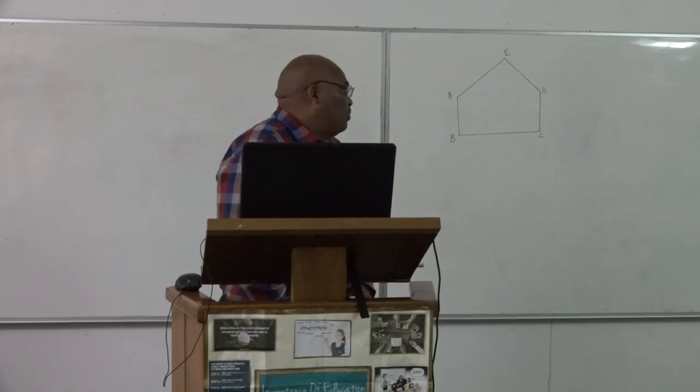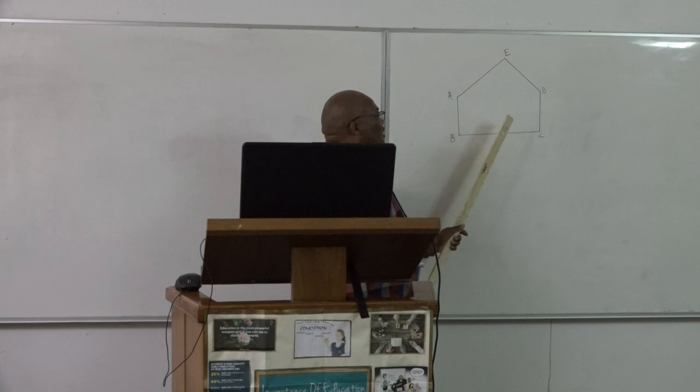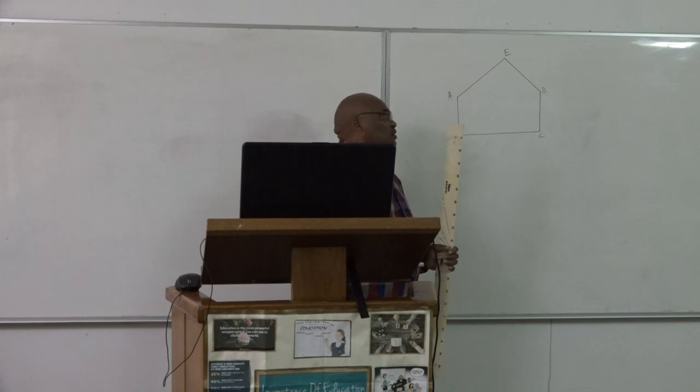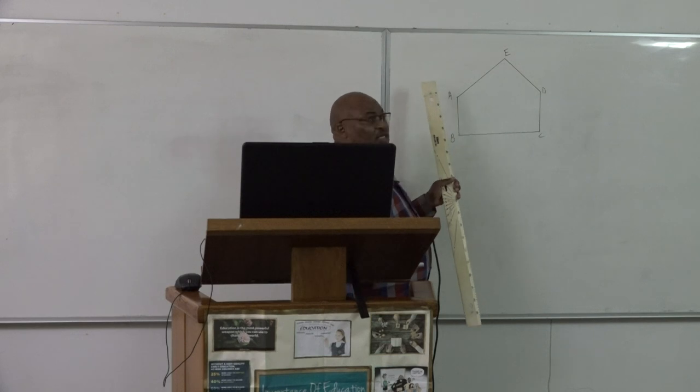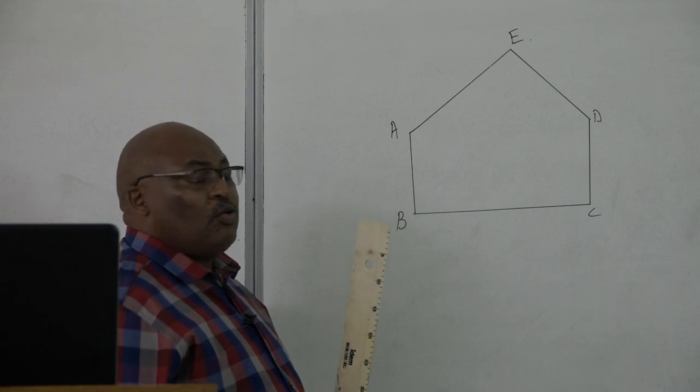Students, from the practice activities that we have done, let us add some so that we may make sure that we understand what we have been doing. We are going to do them on the board. Number one, we have got a figure here, A, B, C, D, E. It has five sides. It's called a pentagon. Then we are required to draw the diagonals in this pentagon. How many diagonals are we going to draw?